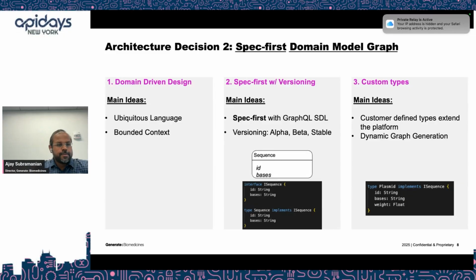Great. So our second architectural decision was a combination of three very important decisions we made in the model layer, how we are going to represent entities in this layer. First thing we did was borrow some concepts from domain-driven design.